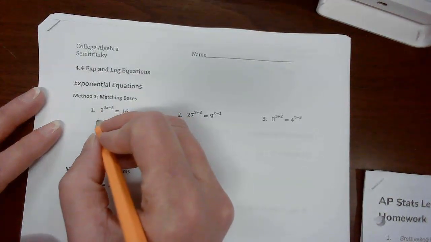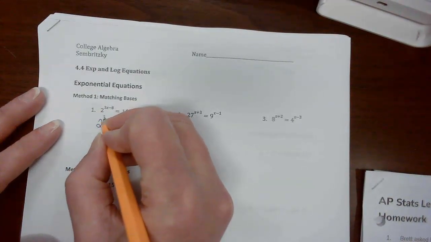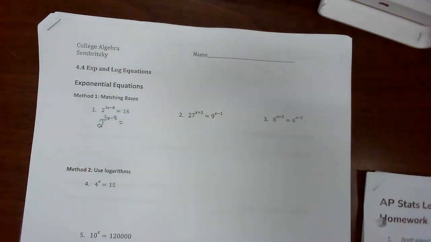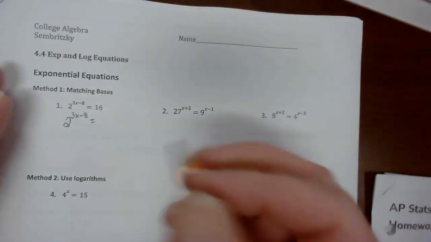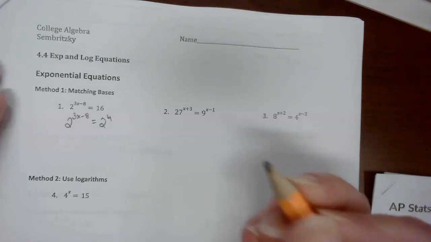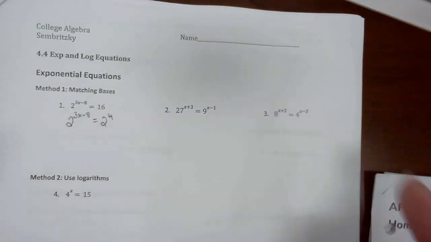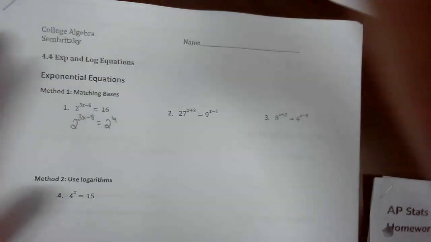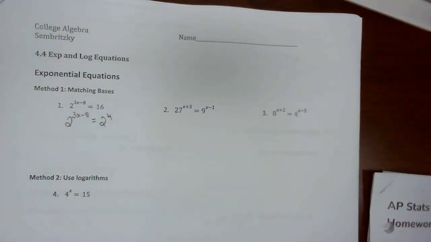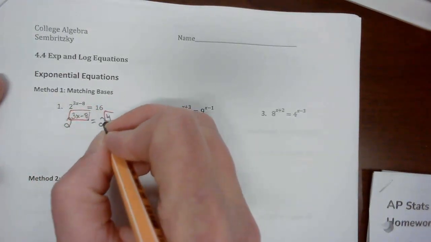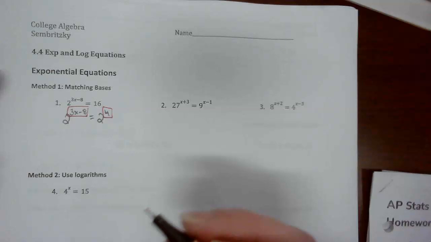So on this side I have base 2. It'd be really awesome if I could rewrite the right side to also have a base 2. Well, 16 is 2 to the 4th power. So the bases match. And think about it. If you have an equation and it's balanced and it's equal on each side, if the bases are the same, then those exponents have to be equal as well.